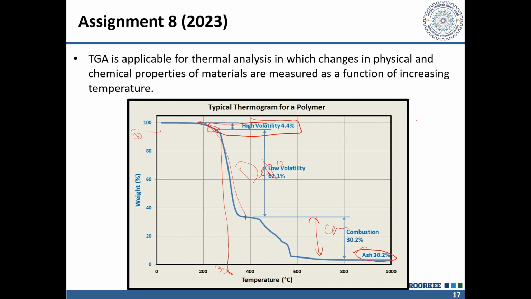And at last there is a percentage of ash, 30%, meaning that at 600 degrees Celsius only ash is present. After that it remains constant. So TGA can be used to see the chemical or physical changes inside the polymer, and we can also estimate the amount of matter present in it.